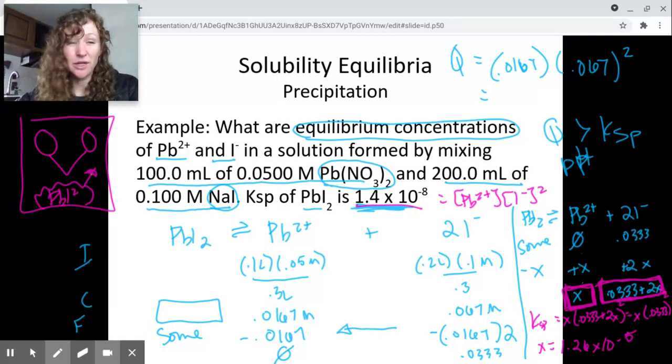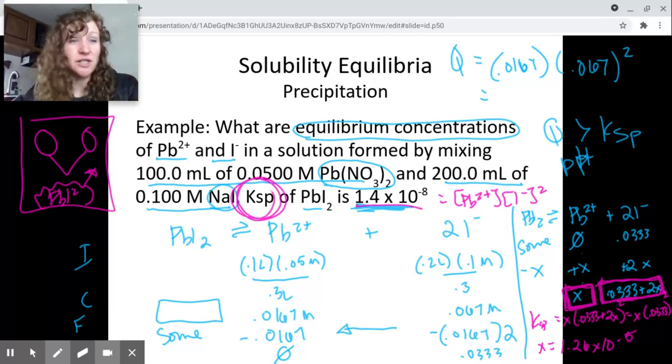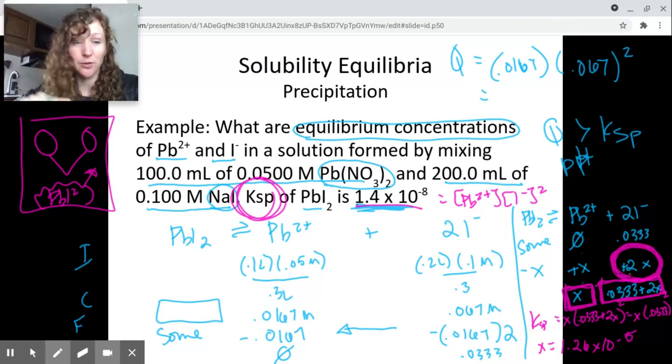Again, we used our Q to figure out which way initially we're going. And then don't forget, on those KSP equations, the coefficients matter, right? So you have to cube or square or whatever. You have to use the coefficient as the exponent on that K, and it shows up in the K equation as an exponent. That coefficient is also going to show up when we're dealing with change, like over here on our equilibrium where we change to 2x. So don't forget about the effect of that coefficient. It does make a really big difference.